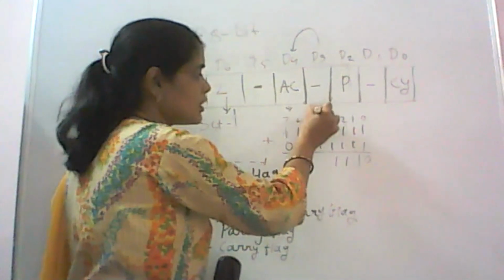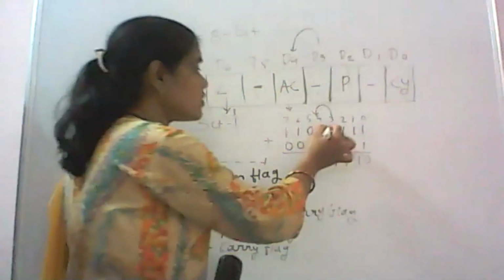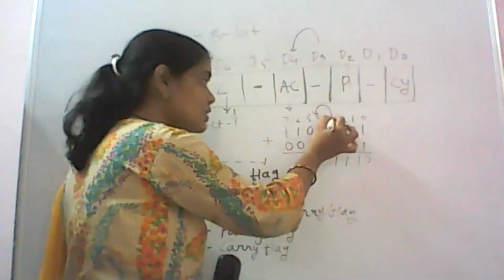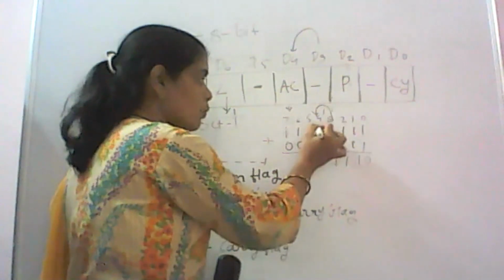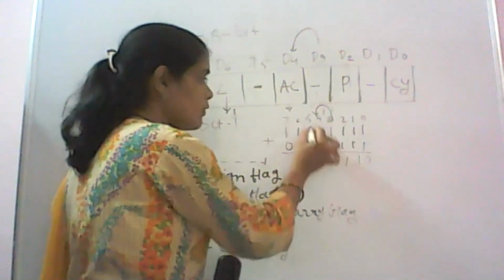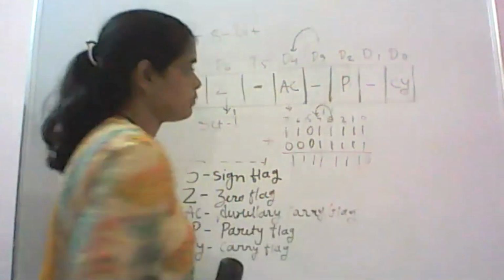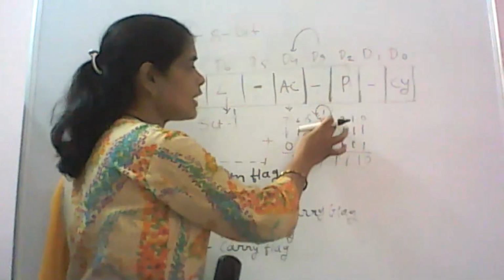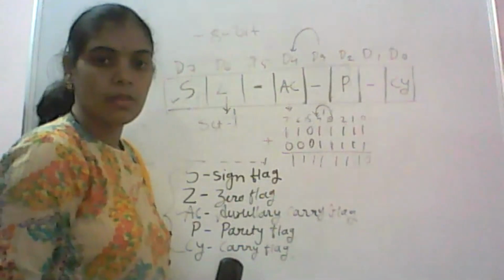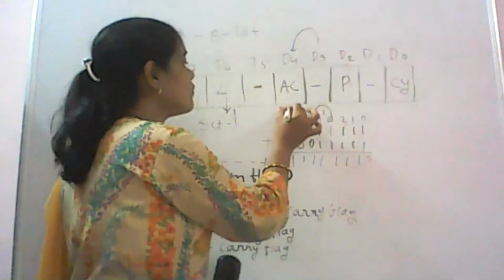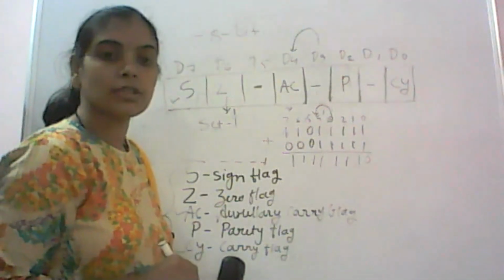Here in this addition, carry is generated from this D3 bit. Carry is 1, 1, 1, 1. Carry 1, 1, 0, 0, 1, 1, 1. So in this example, carry is generated from D3 bit. That time auxiliary carry flag is set to 1.